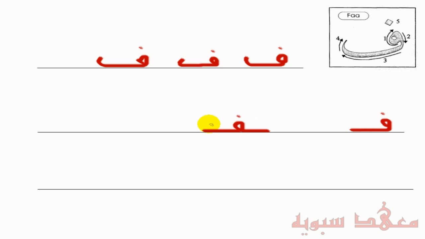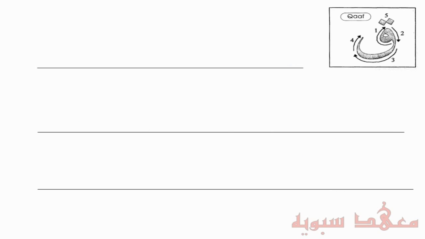Finally, at the end of the word. So it's exactly the same. Goes across, and then you loop, and then bring this up. So similar to the isolated form. Now three fas, so you have the fa, and then loop, and then loop, and then bring it up. Dot, dot, dot. Next letter is the qaf.